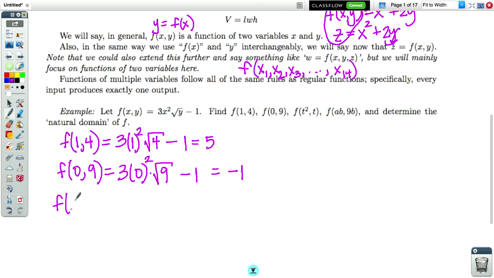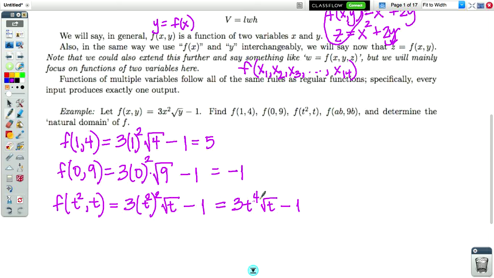And then, a little bit more interesting, everywhere I see an x, I'm going to put a t squared, and everywhere I see a y, I'm going to put a t. So this gives me 3 times the quantity t squared, squared, times the square root of t, replacing that y, minus 1, which I'm not going to simplify very much. The t squared to the second power is just going to be 3t to the fourth. I'm going to keep the square root the way it is.